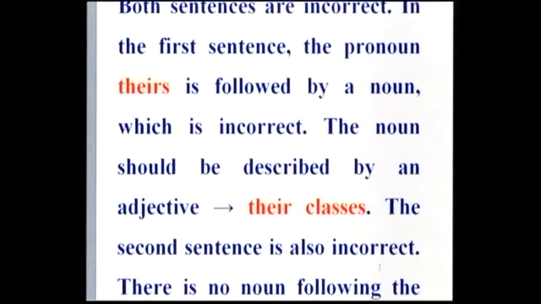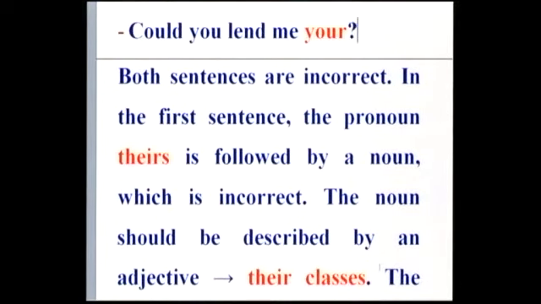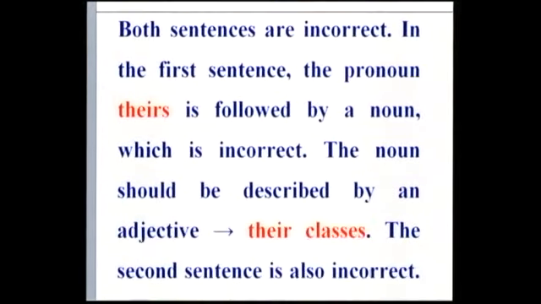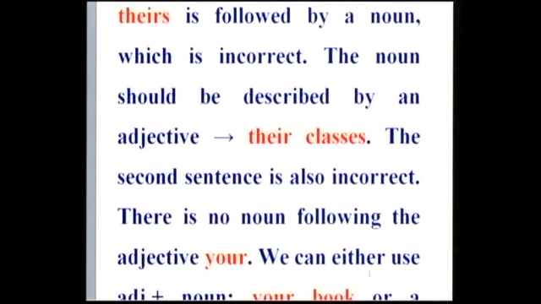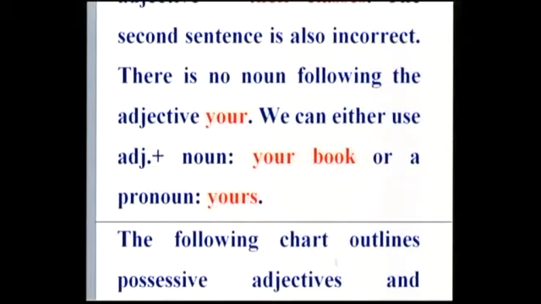The second sentence is also incorrect. There is no noun. "Could you lend me your?" I can't say "could you lend me your"; I can say "could you lend me yours", which is a pronoun. But "your" is an adjective, which must be followed by a noun. There is no noun following the adjective "your". We can either use adjective plus noun, meaning "your book", or a pronoun, which is "yours".